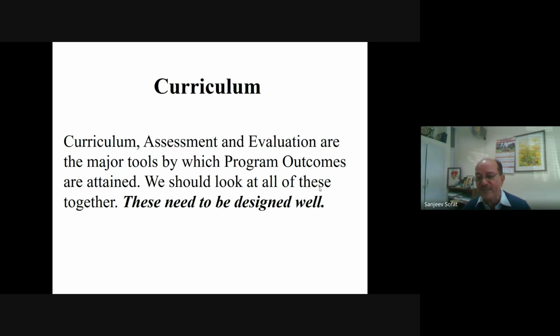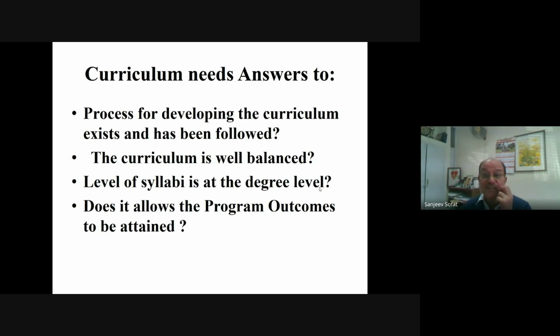Those of you who have seen the NBA and other outcomes will know that for each program at a national level, they have defined what sort of outcomes will be there for that particular program. And we have to map those outcomes. So whatever curriculum you think about, whatever assessment you think about, whatever evaluation you think about, are the major aspects of any curriculum.